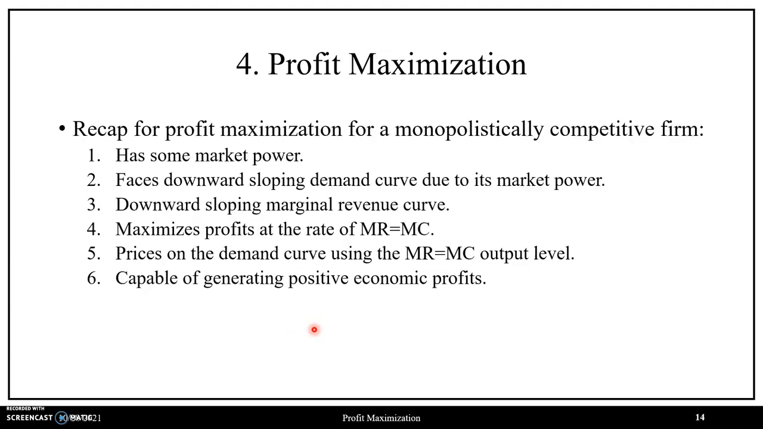So to recap our profit maximization process for the monopolistically competitive firm, they have some market power such that they face a downward sloping demand curve due to their market power from selling the differentiated product with brand loyalty attached, where they will have a downward sloping marginal revenue curve as a result. Profits are maximized when marginal revenue is equal to marginal cost, giving them their optimal level of output, where they price along the demand curve, in which they are capable of generating positive economic profits, at least in the short run.